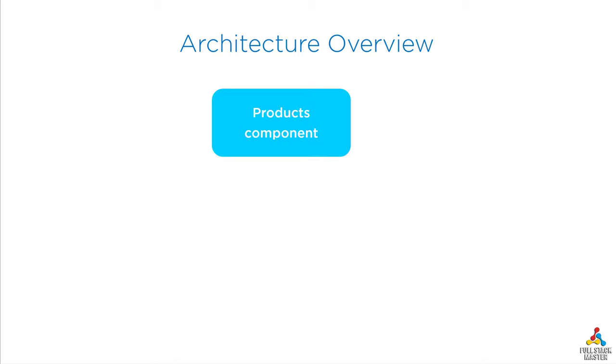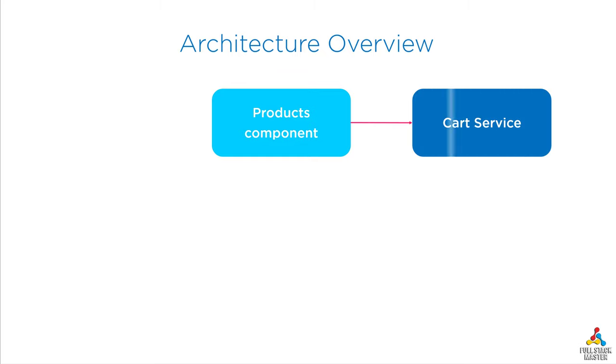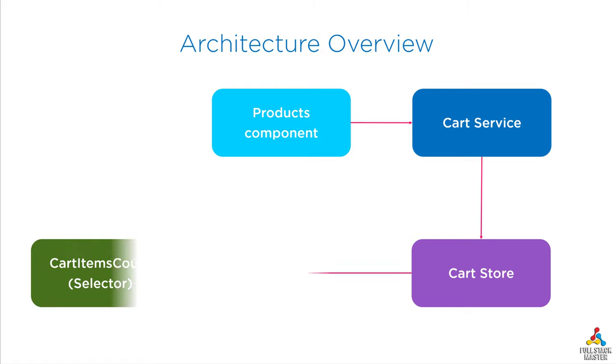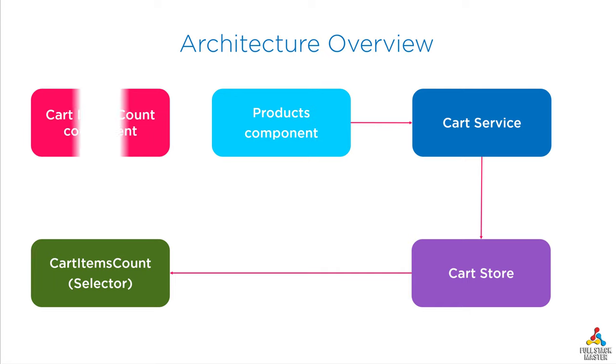Let's review our overall architecture. First, we have a products component where we have to add to the cart button. Products component will use cart service that will have a method to add cart items. Cart service will use cart store to add the new item. We had created a cart items count selector that we will use in the cart items count component to show the newly added cart items count.